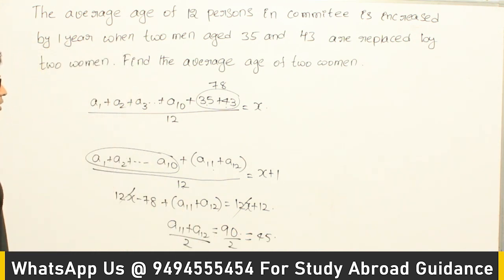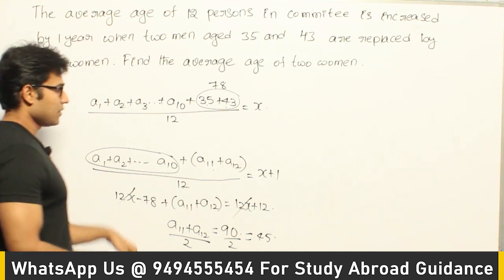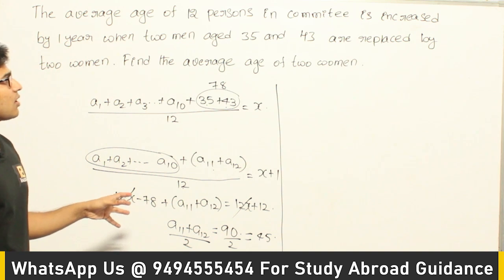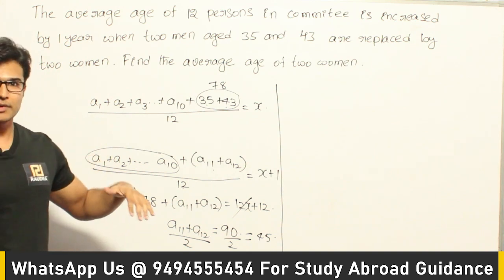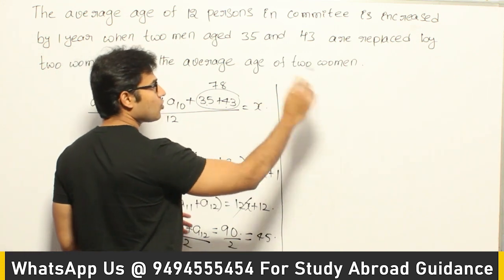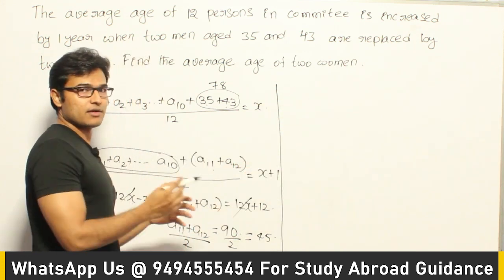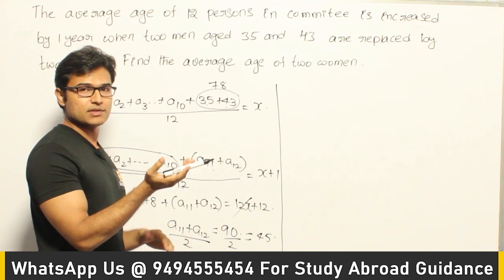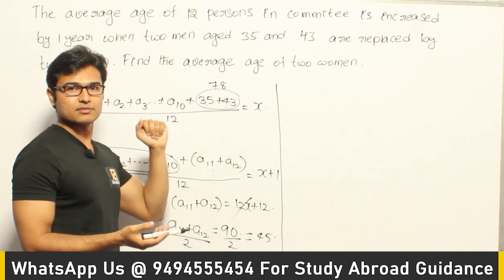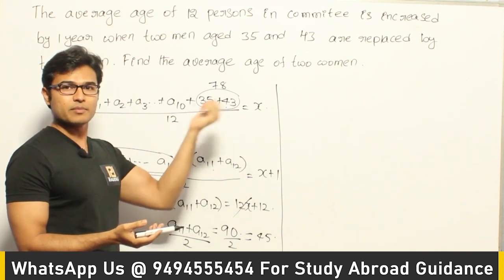Got it? Okay, the other way of solving it is, see, the entire average of 12 people has been incremented by 1. So what does it mean? It means the total ages have been incremented by 12 years. Then only the entire average is going to increment by 1.